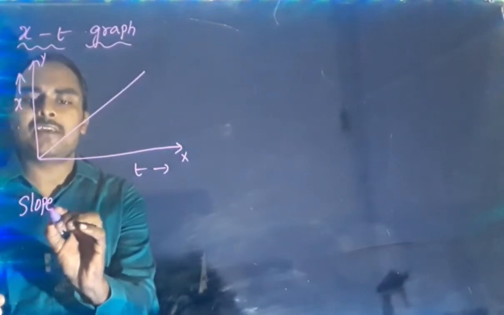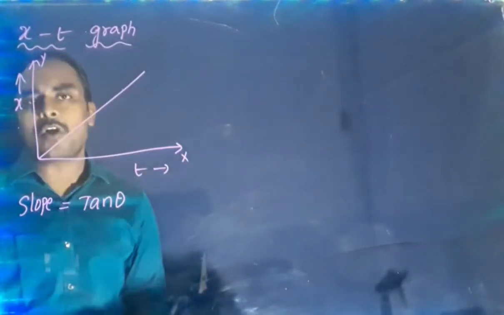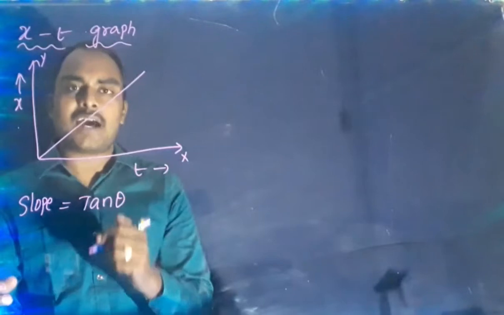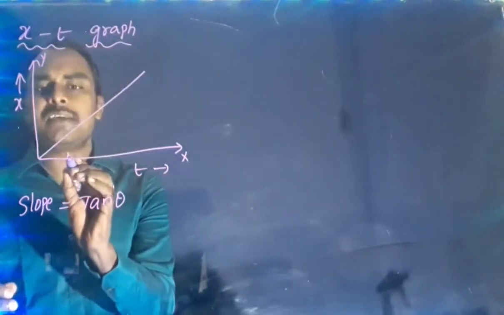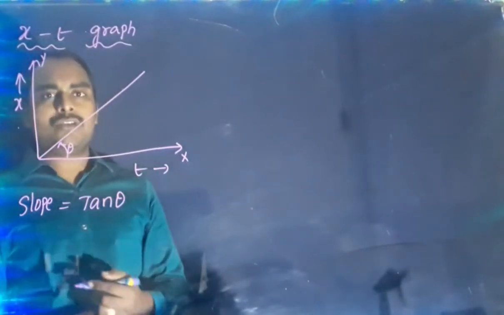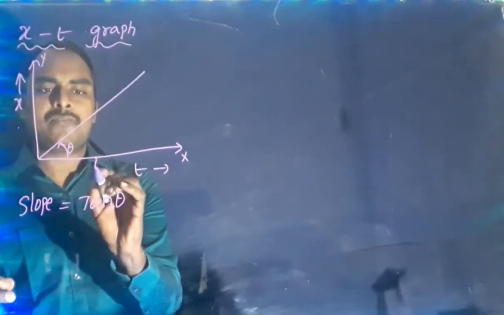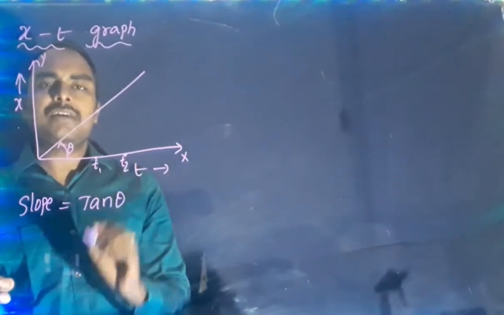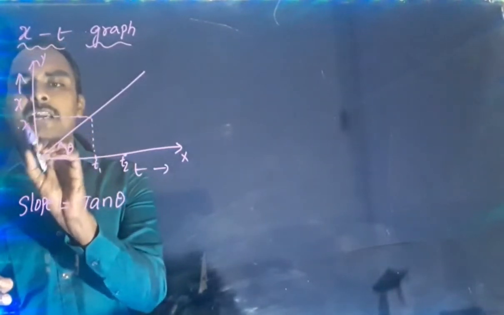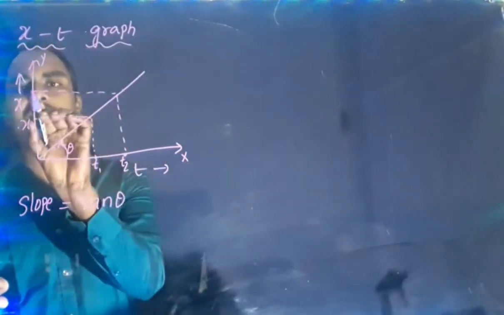So slope of any graph is tangent of the angle made by the straight line with positive x-axis in anti-clockwise direction. In this formula, theta is always the angle from positive x-axis in anti-clockwise. This angle is theta. So to find tan theta, let us take two time intervals. Here I will take time t1 and here another time t2. For time t1, the position of the particle is x1. For time t2, the position of the particle is x2.